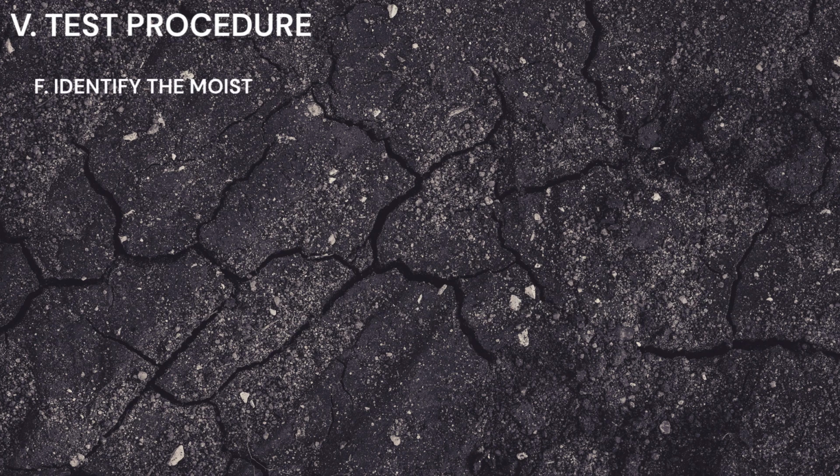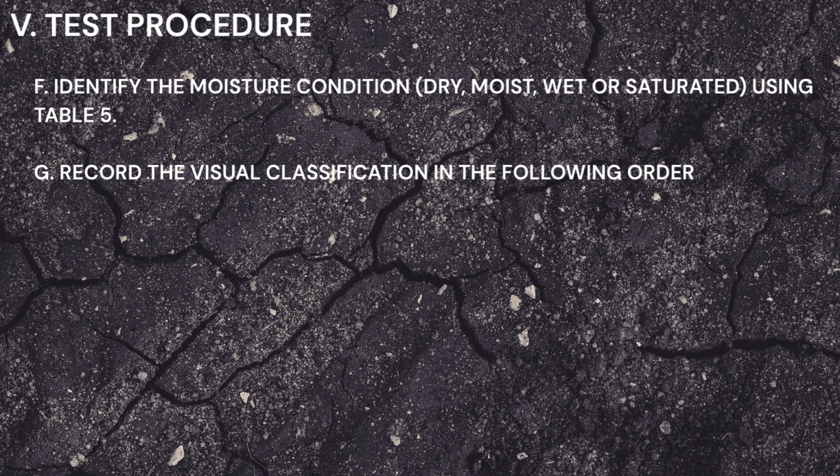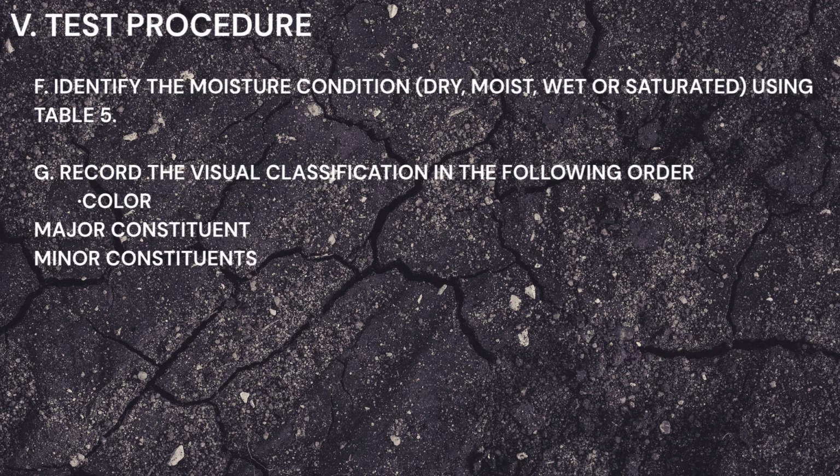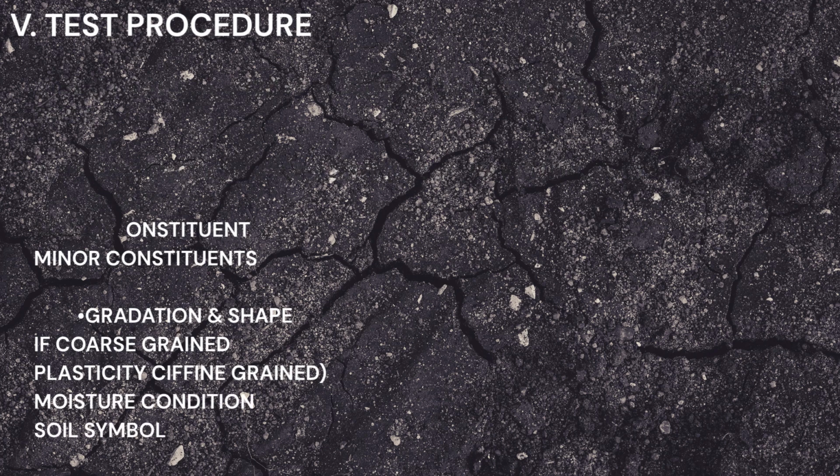Identify the moisture condition: dry, moist, wet, or saturated, using Table 5. Record the visual classification in the following order: color, major constituent, minor constituents, gradation, and shape if coarse-grained; plasticity if fine-grained; moisture condition; and soil symbol.